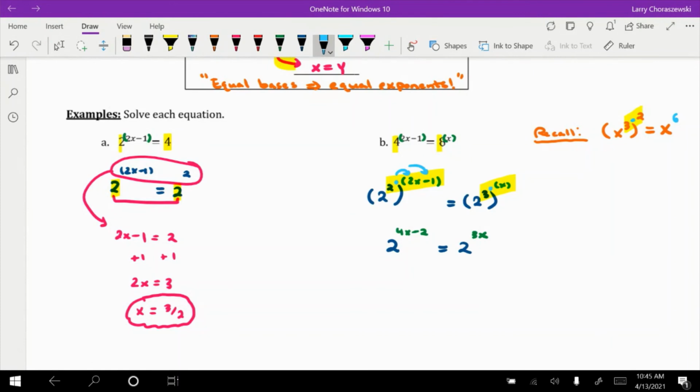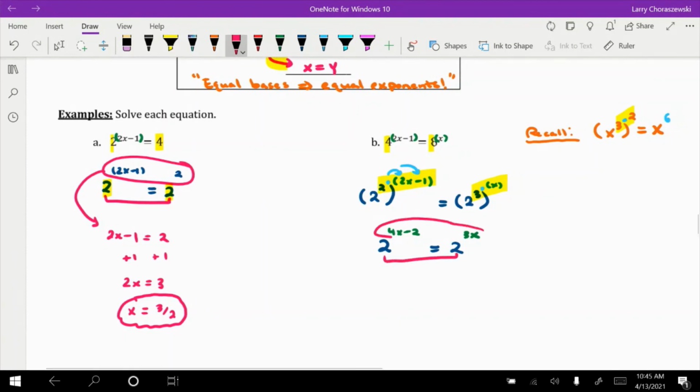Does that make sense? And just like that, we have equal bases, which means we get to set the exponents equal to each other. Okay, so 4x minus 2 equals 3x. And in the interest of time, we end up getting x equals 2 as our answer.